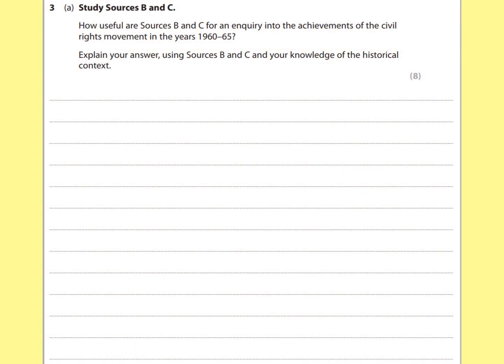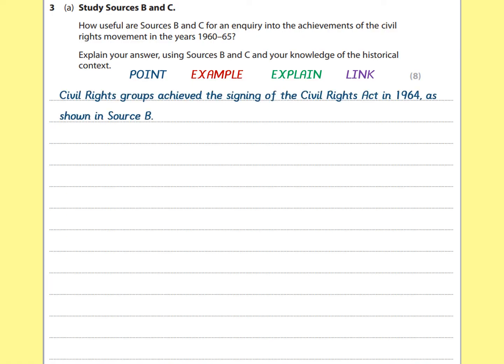But what if I'd made a complete pig's ear of this? Well, let's consider an answer which is less good. Try not to do this. Civil rights groups achieved the signing of the Civil Rights Act in 1964 as shown in Source B.